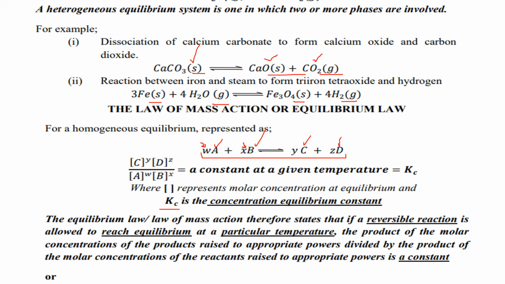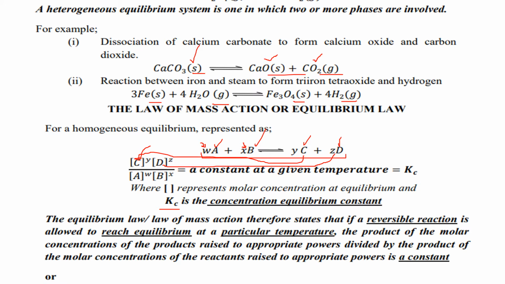And you're saying that it's going to be given by the product of the molar concentration of products. Hope you can see here. C is the product we had here. And we use square brackets. Square brackets indicate or represent molar concentrations. And D is also a product we had here.